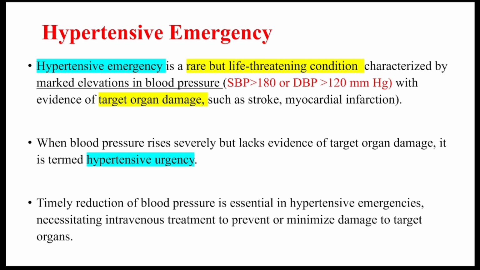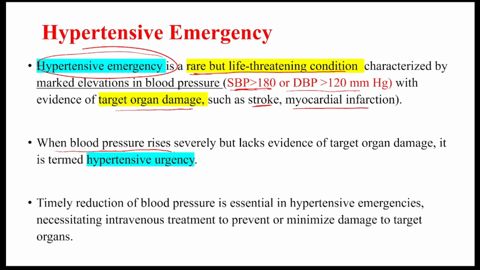Okay, hypertensive emergency: rare but life-threatening conditions. They say if you measure blood pressure and the systolic blood pressure is 180 or the diastolic blood pressure more than 120 with target organ damage, for example, the patient comes with a history of stroke or a current stroke, myocardial infarction, and the blood pressure is 180 or the diastolic 120, this is considered an emergency. This needs emergency treatment. We don't delay the treatment.